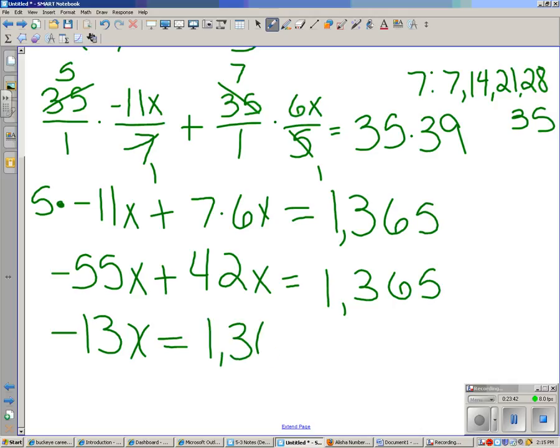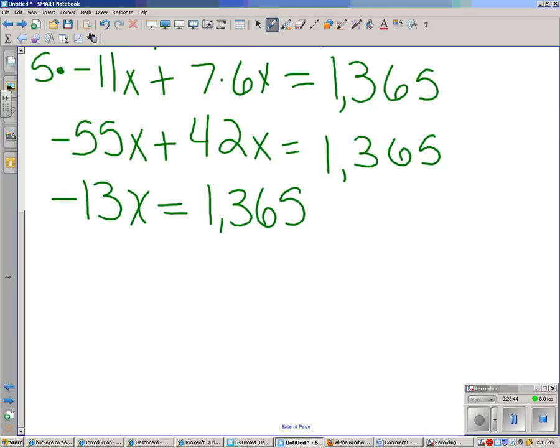Does anybody have a calculator and can divide those for me? Divide by negative 13. You said 105? Negative 105. That's right.